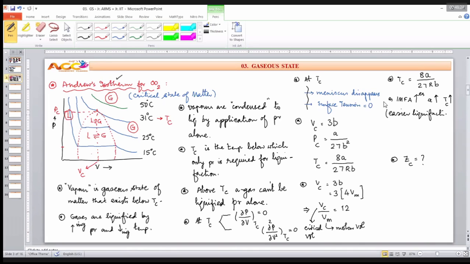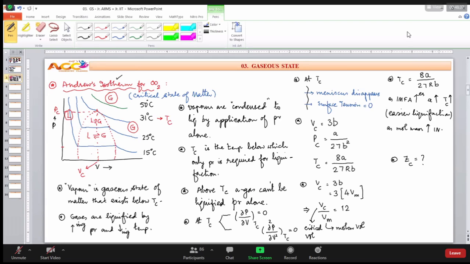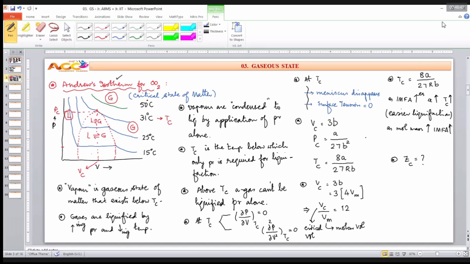Okay. So for liquefaction, you should have a higher value of TC. And intermolecular force of attraction, how does it depend? Sir, we know it increases as molecular mass increases. Yes, intermolecular force of attraction increases. So ultimately, liquefaction को आप molecular mass से भी जोड़ सकते हैं. ऐसे questions आएंगे.